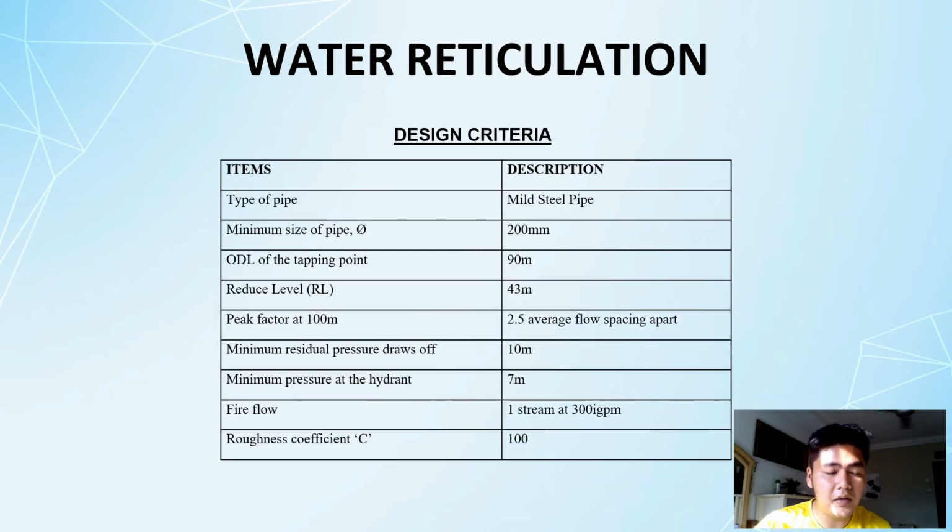Next, for design criteria, our group proposed that the type of pipe that we use is mild steel pipe. The minimum size of pipe is 200 millimeter in diameter. The ODL of the tapping point is 90 meter, and the reduced level is 43 meter. The peak factor at 100 meter is 2.5 average flow, spacing apart, the minimum residual pressure drawoff is 10 meter, and minimum pressure at the hydrant is 7 meter. For the fire flow, it is one stream at 300 IGPM. The roughness coefficient is 100.